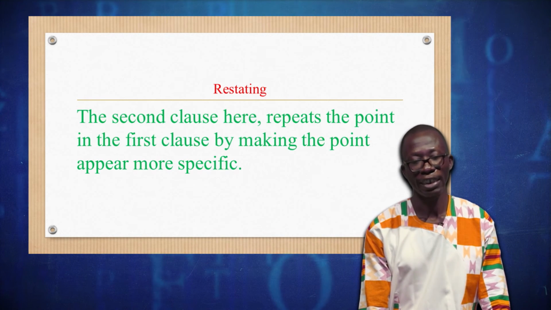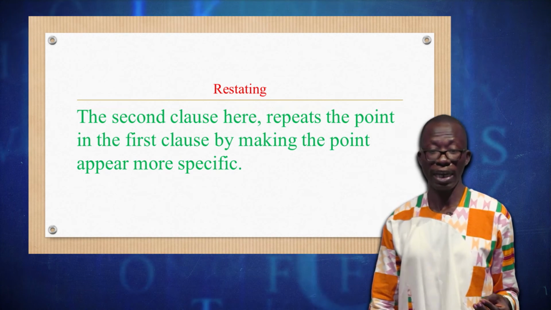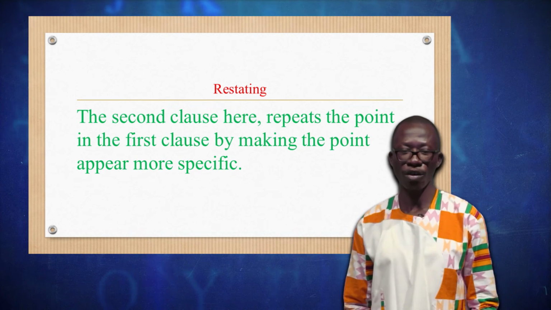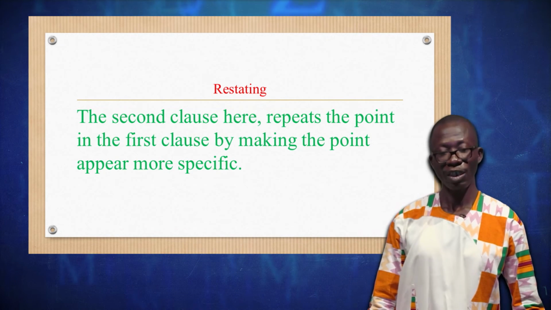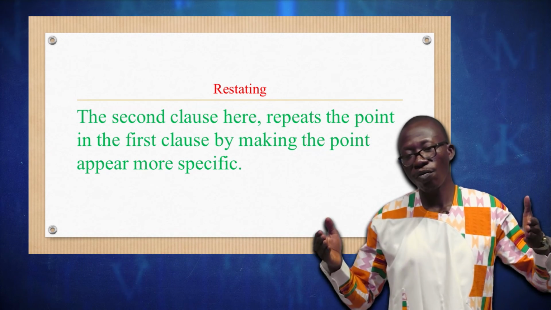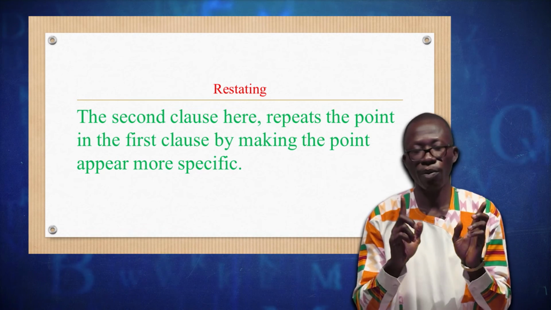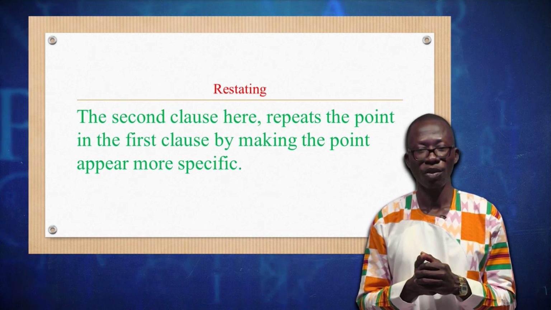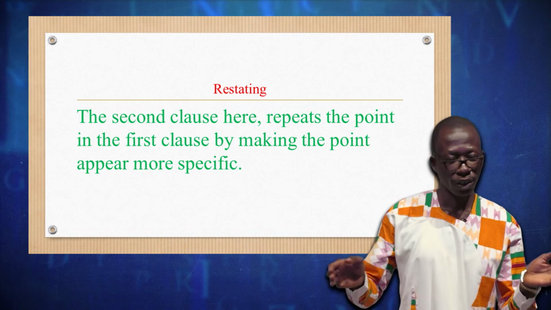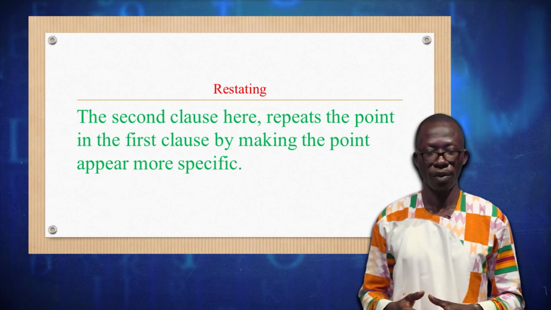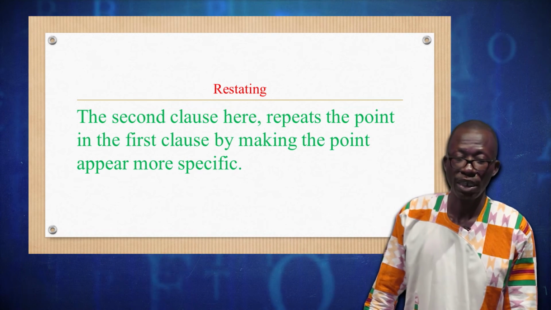Now let's look at restating. And what does it mean? The second clause here repeats the point in the first clause by making the point appear more specific. So this is another method of bringing connection between your clauses without using a subordinator or a coordinator. Of course, you could have the clause being dependent on the other, or one clause and the other being equal, equivalency there. But here, no coordinator, no subordinator.